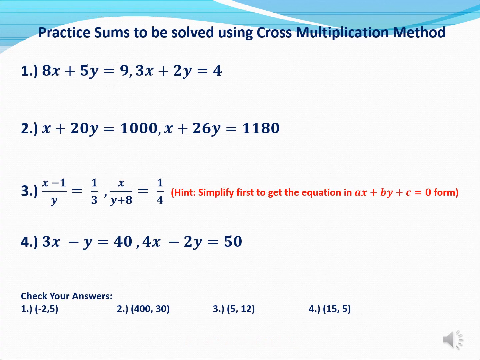Now, as you know, practice is the only way to master any method of mathematics. Here, I am giving you 4 practice sums. The sums are taken from your textbook exercise number 3.5. So these are the practice sums you need to solve using the cross multiplication method. In the third sum, the hint is given and you can check your answers after completing it.